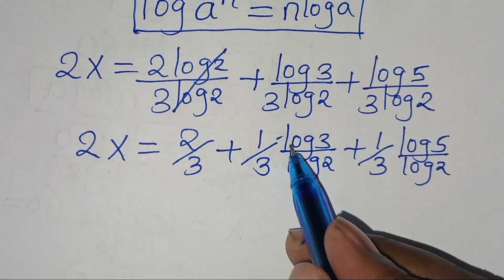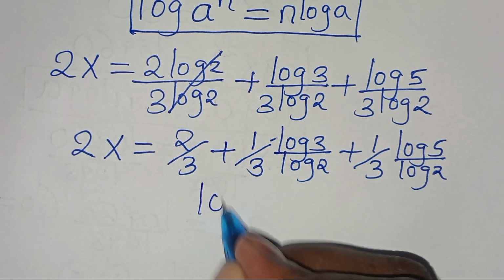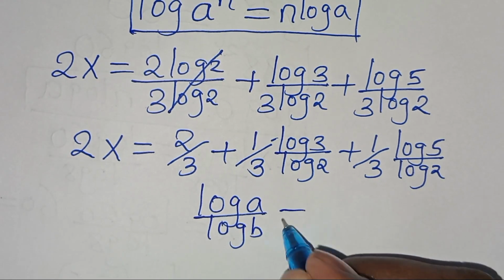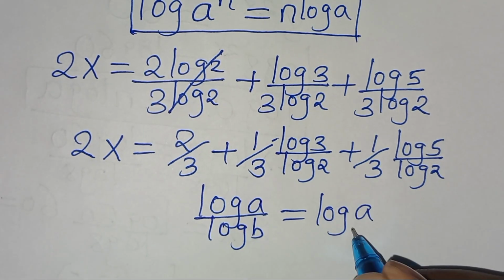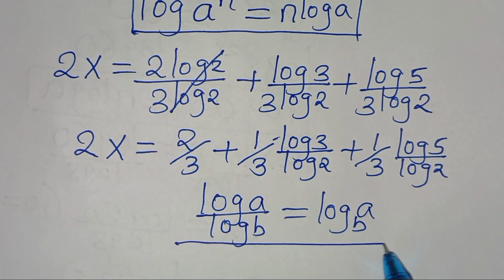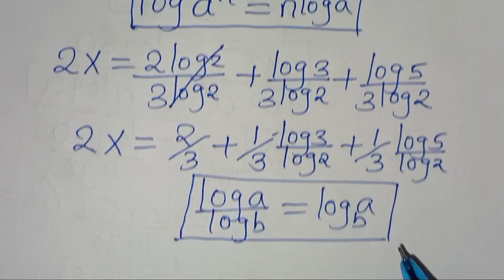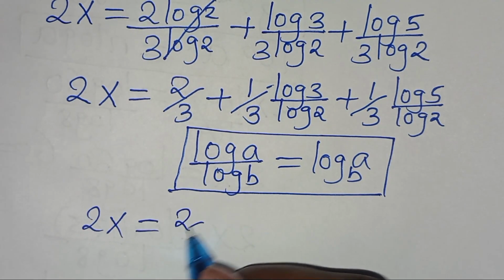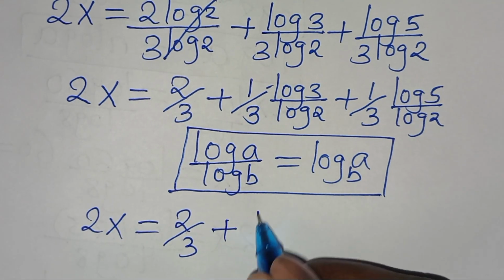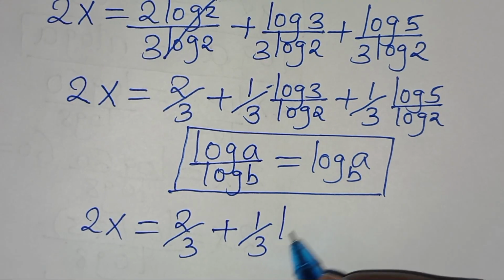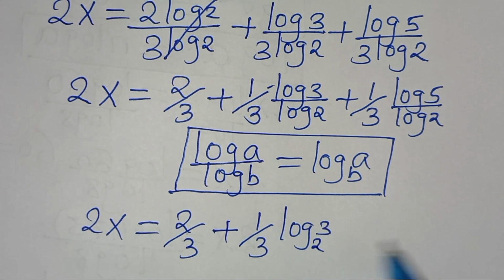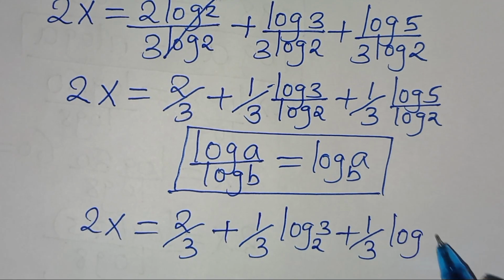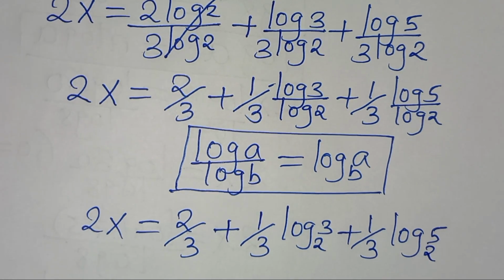The next step is that log 3 over log 2, this is in the form of log a over log b, which we can express as log a to base b. Now applying this logarithm property, we have that 2x is equal to 2 over 3 plus 1 over 3 log 3 to base 2, plus 1 over 3 log 5 to base 2.